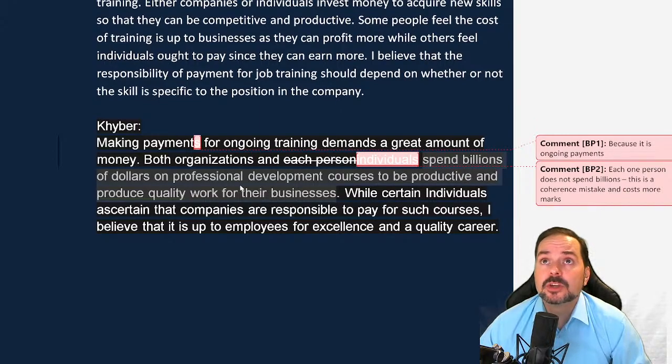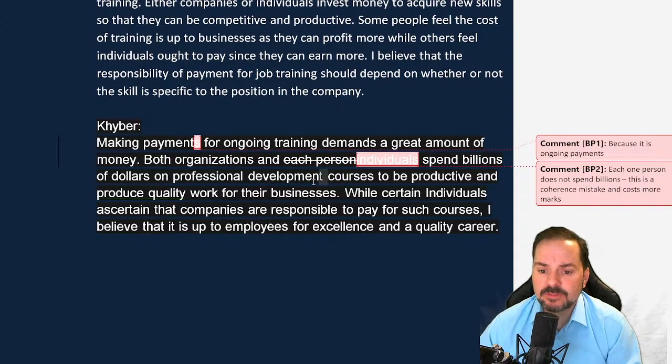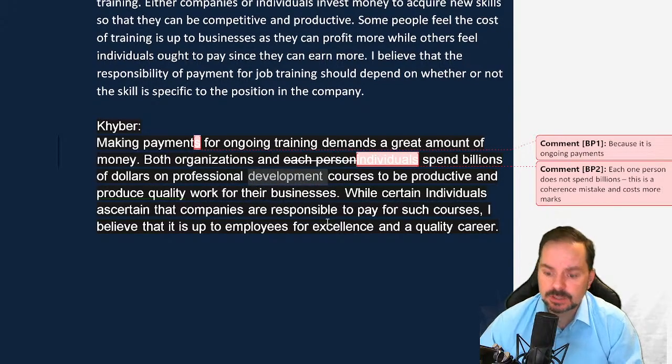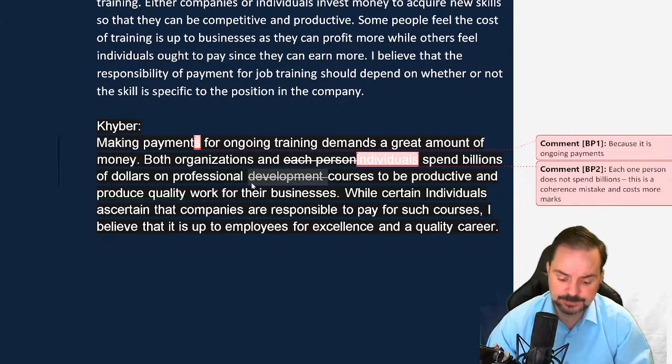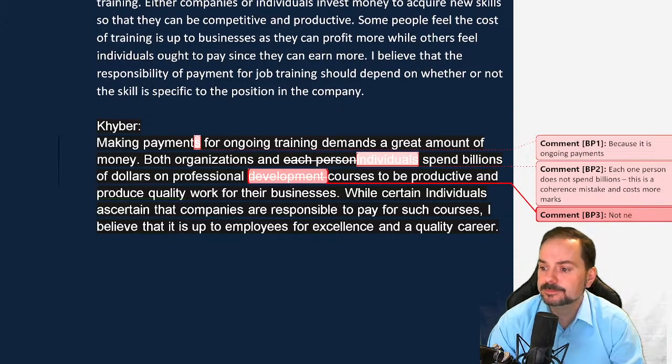Yeah, exactly. So Rajveer says we don't need, it's wordy. Okay. So one of the points that Rajveer and Harwinder are immediately identifying is that it reads really wordy. So spend billions of dollars on professional development courses. On professional courses, so this is not needed. Okay, it's understood from the context that it's for development. Okay, so not needed. Wordy, and you have to reduce wordiness.